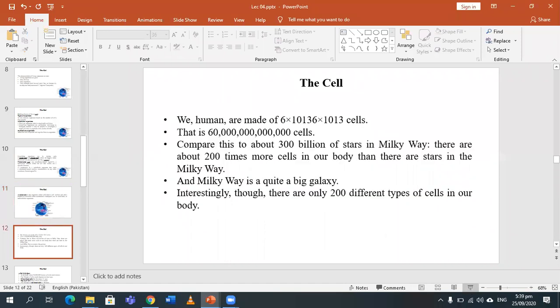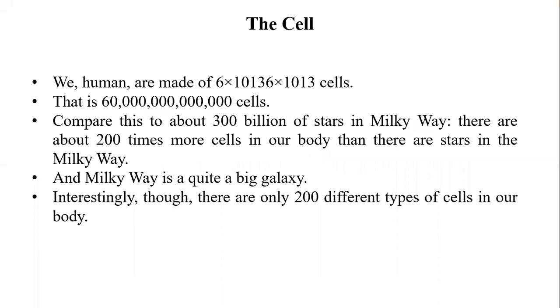Now we will talk about the number of cells that we humans are made up of: 6 into 10 to the power 13, that is 60,000 of thousands of cells. You can see that इतने types of cells हमारी body में present हैं, और इनसे हमारी पूरी human body बनती है. So compare this to about 300 billions of stars in Milky Way.